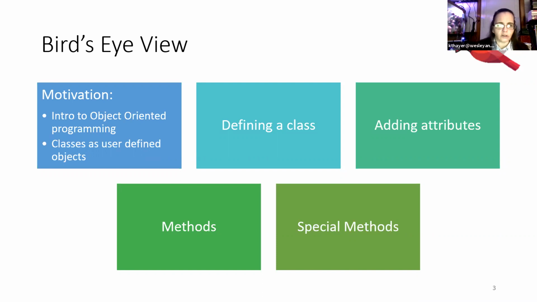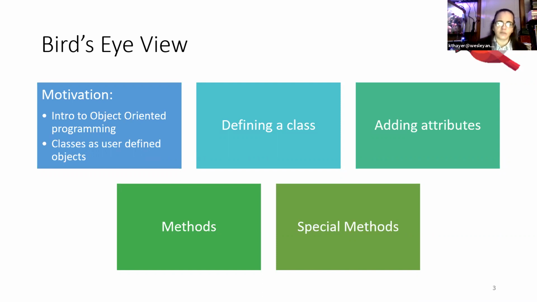There are arguments for and against using object-oriented programming, but much of the world does use it, and so I think it's important to understand why that is the case. We'll also talk about defining a class, which is basically how we make a blueprint for an object.